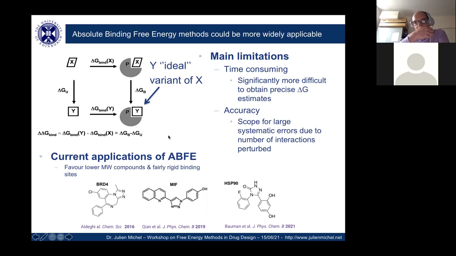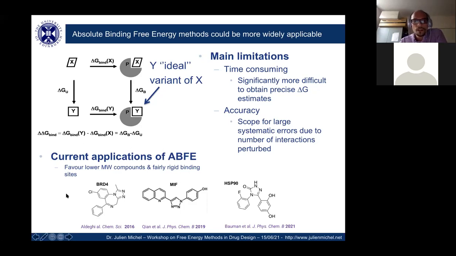So why is this not the thing that everybody uses already? Well, it has a number of limitations. It's quite time consuming to get a meaningful reproducible number from this calculation, and it's to do with the scope of the perturbation that needs to be done. Also because of that, you're a bit more sensitive to the quality of your force field. You've got more interactions involved in the free energy process, and you can end up with potentially more systematic error. And so because of that, this approach hasn't been benchmarked as extensively as relative binding free energy methods.